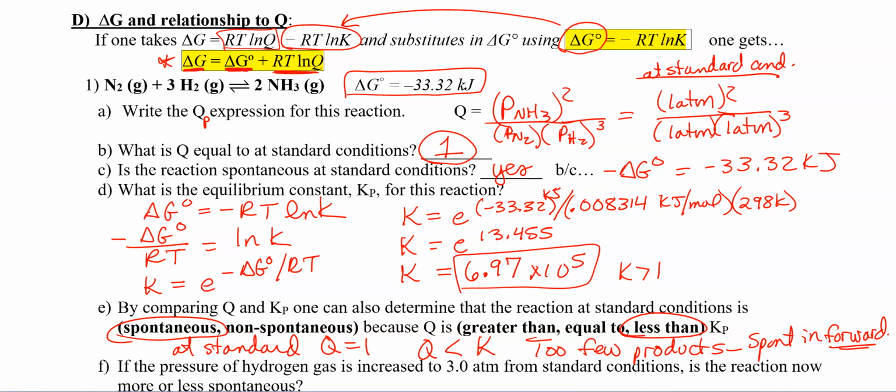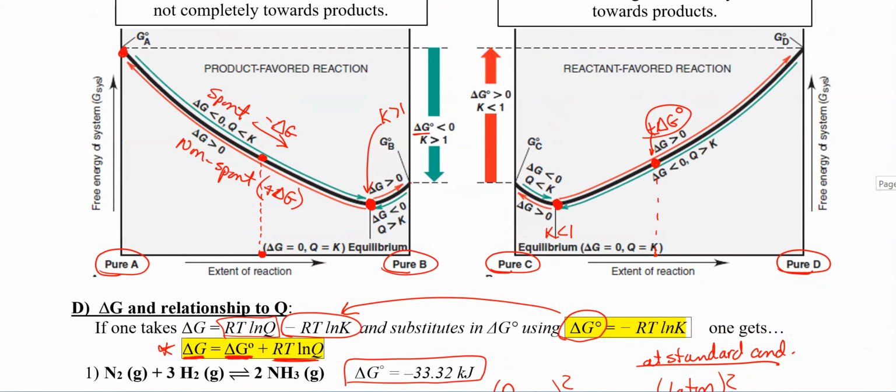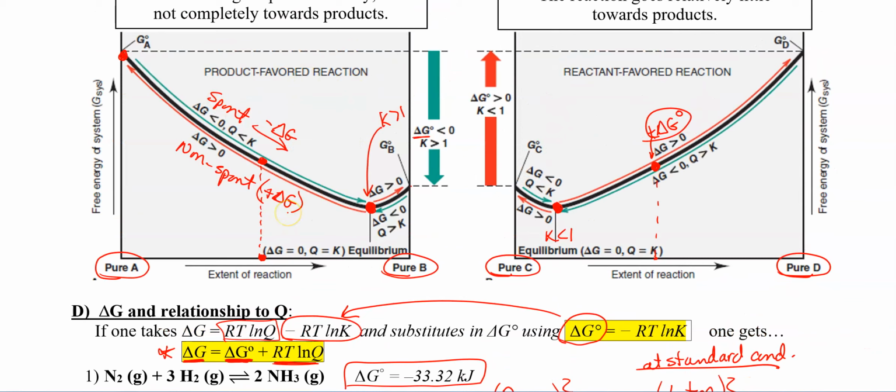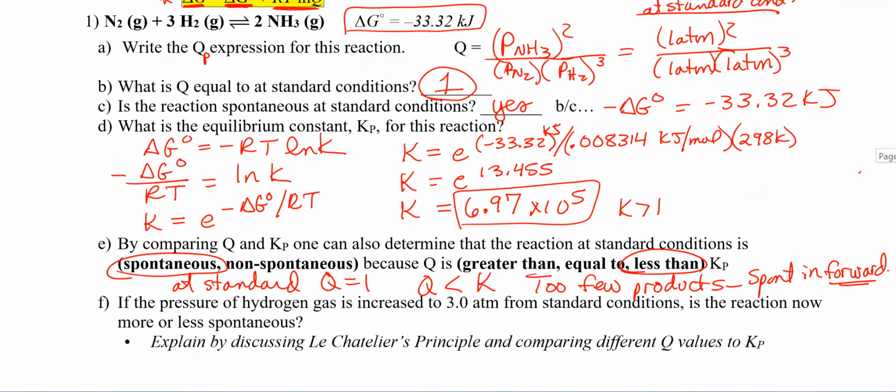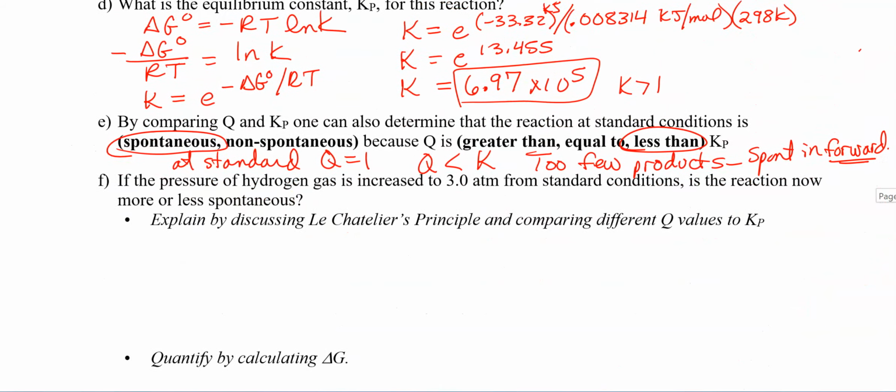when we're at standard conditions, right? So this situation, I just want you to realize, is the situation when our K is greater than 1 and our delta G naught is negative. And so remember, that's the situation in this graph here. So our K is a relatively large number. We have a negative delta G naught, and we're going to proceed in the forward direction. If we start at standard conditions, we're going to proceed in the forward direction to get to equilibrium. So we have a negative delta G naught, and we have a K that's greater than 1.